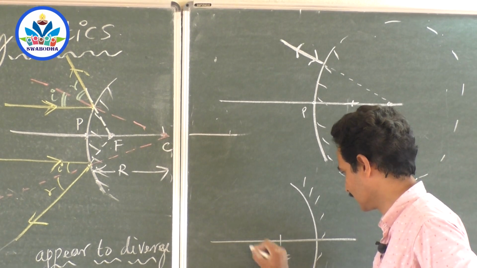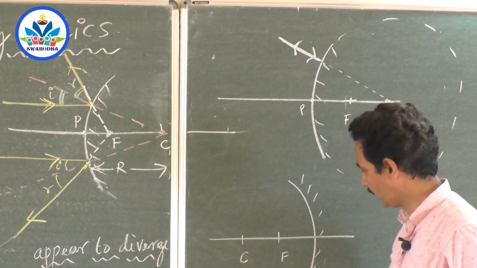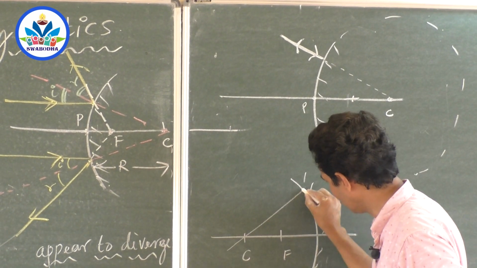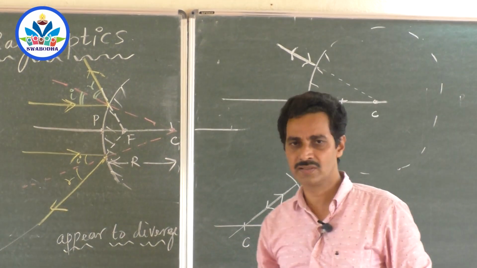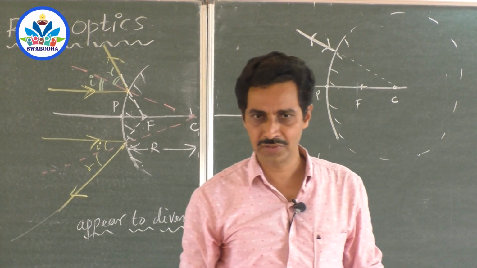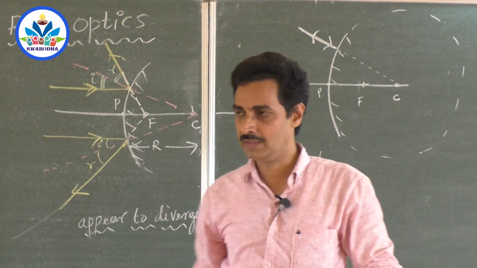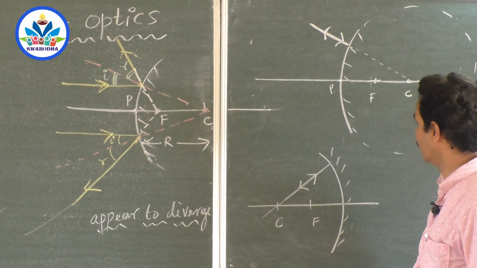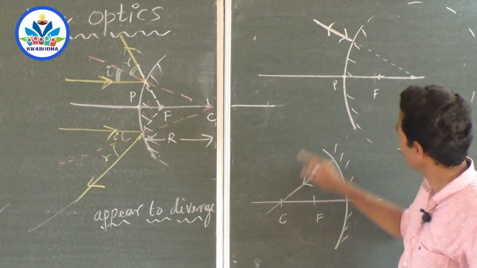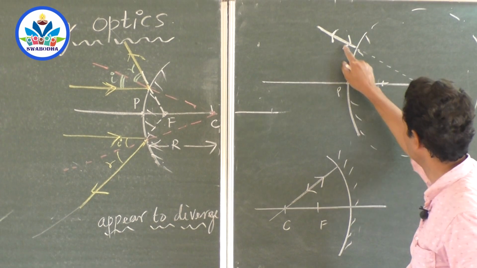This is focus, this is center, and any ray of light along this center gets reflected back. So you must be very aware of all these rays of light. You must know what happens to such and such a ray immediately. Otherwise you can't trace the rays of light, trace the image.